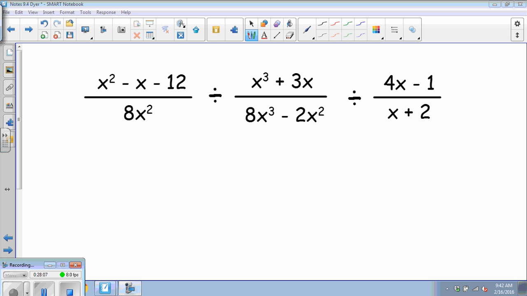Do this one. Yeah. That's it. You have to... What are we going to have to do with this one? Guys, what are we going to have to do with this one? Flip it. And then it'll be all multiplication.